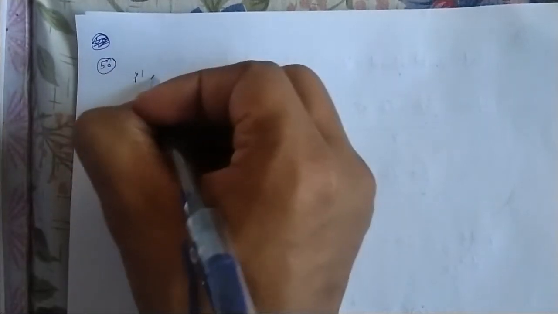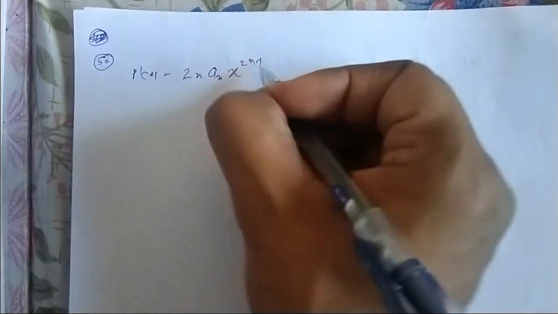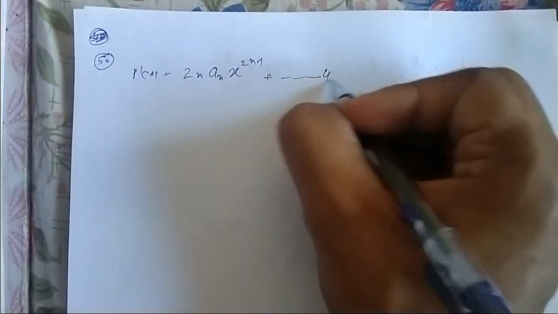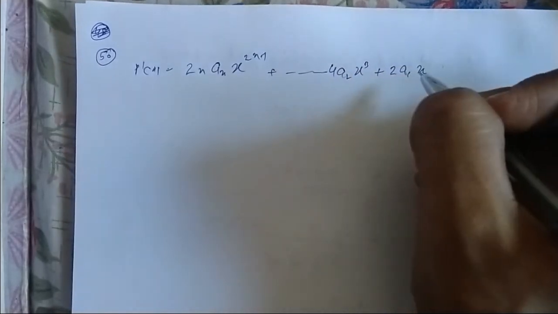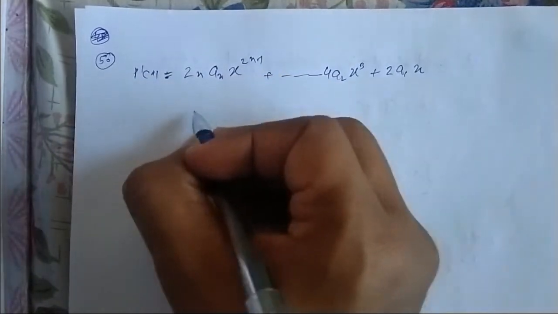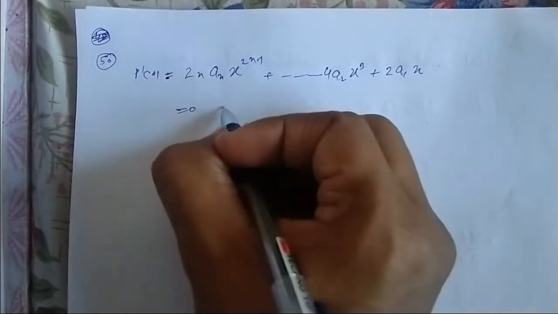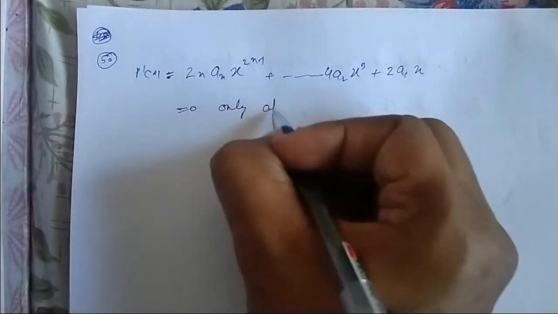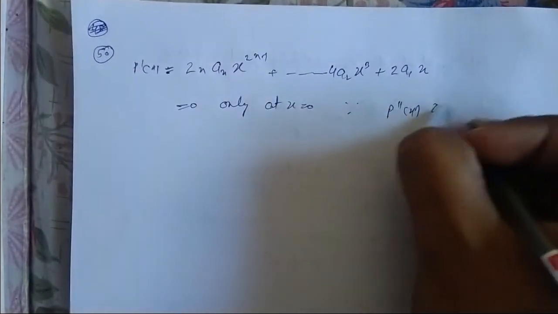So first calculate p dash x. P dash x is equal to 2n a power n x power 2n minus 1 plus ... 4a2x cube plus 2a1x, and this is equal to 0 only at x is equal to 0 since p double dash x is greater than 0.